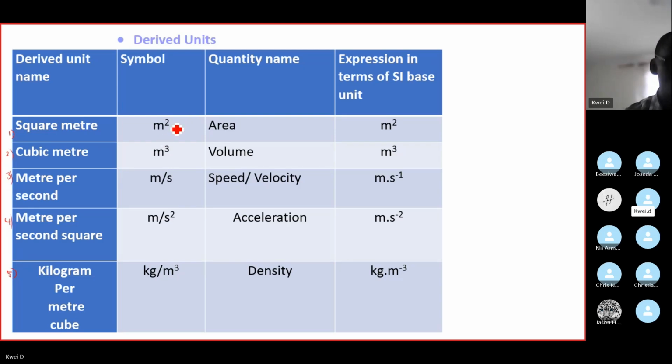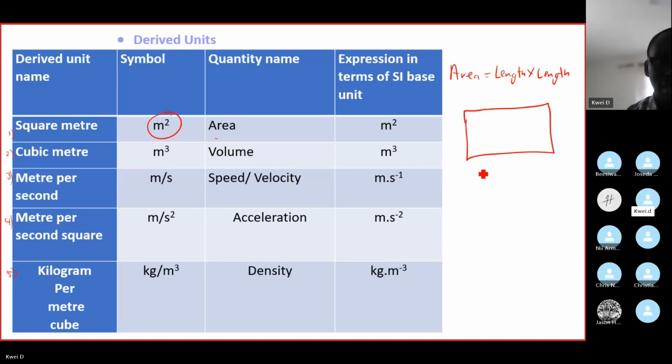Now, when we look at the square meter, the symbol is m raised to the power 2, and the quantity it measures is area. Area is given as length multiplied by length. So let's say, for example, you have a square, and you know that this side is what?